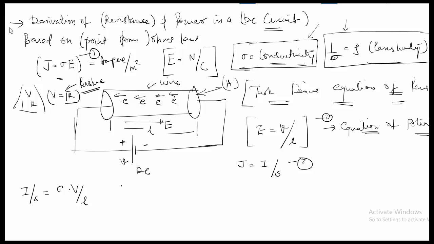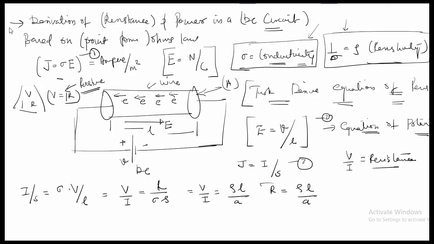So I can say that V by I for my circuit is equal to L divided by sigma into S. So this is again V by I equal to rho L by A, because 1 upon sigma is equal to the resistivity. So V by I is equal to what is known as my resistance, and if I write that here, it is equal to rho L by A. And the unit of the resistance will be in ohms.